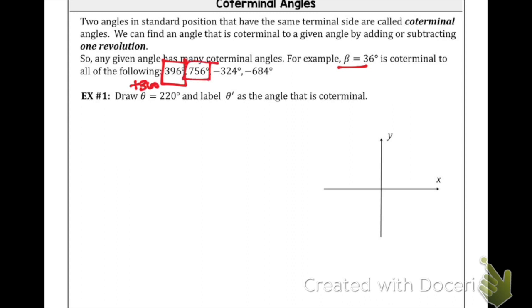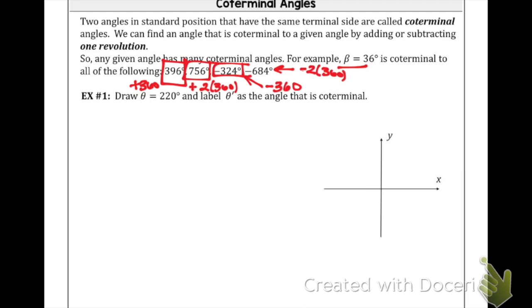It could be 756, and we could get that by adding 2 rotations of 360. We could get to negative 324, which would be just subtracting 1 rotation of 360. And then if we did clockwise 2 rotations, so 2 rotations in the negative direction, that would get you to negative 684.